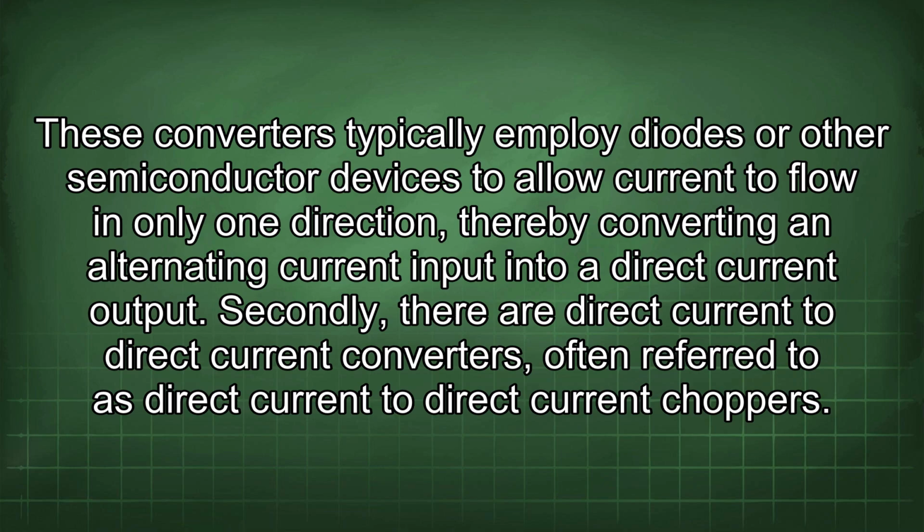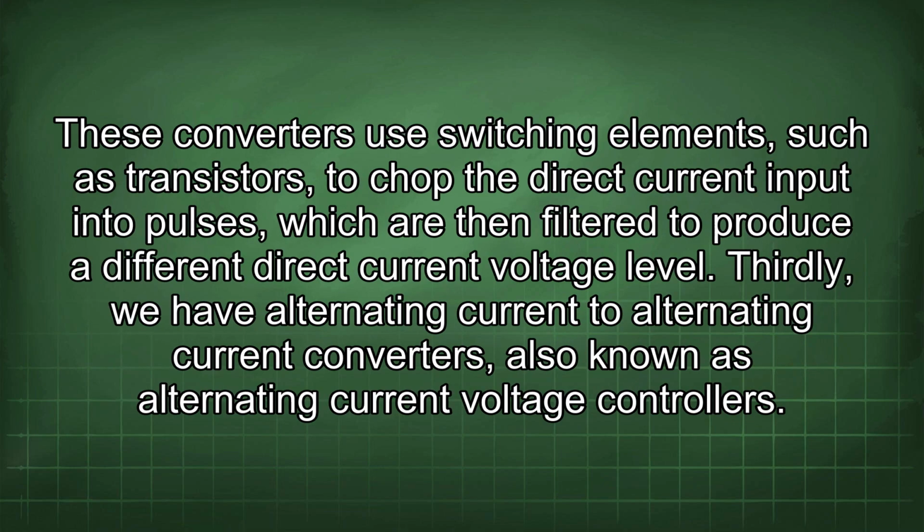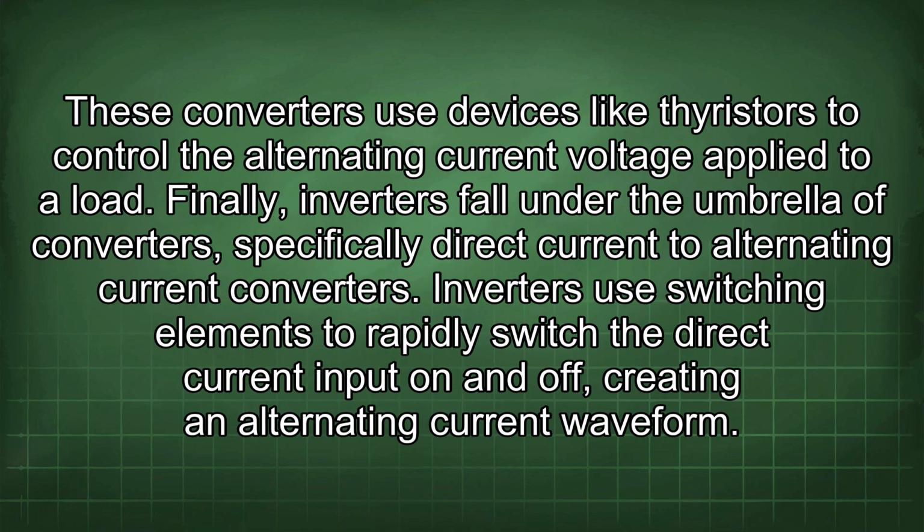Secondly, there are direct current to direct current converters, often referred to as direct current to direct current choppers. These converters use switching elements, such as transistors, to chop the direct current input into pulses, which are then filtered to produce a different direct current voltage level. Thirdly, we have alternating current to alternating current converters, also known as alternating current voltage controllers. These converters use devices like thyristors to control the alternating current voltage applied to a load.